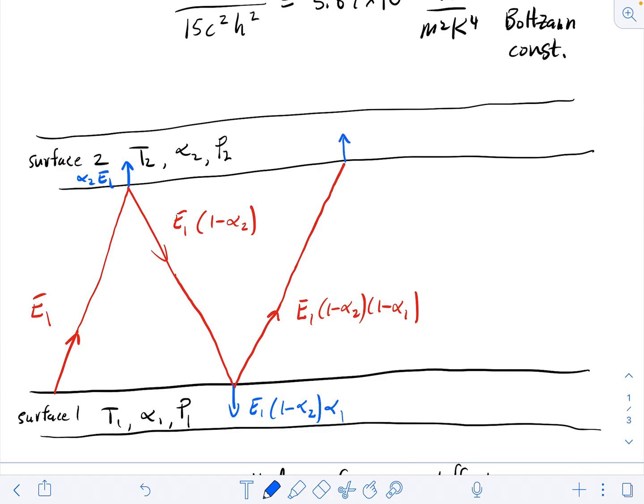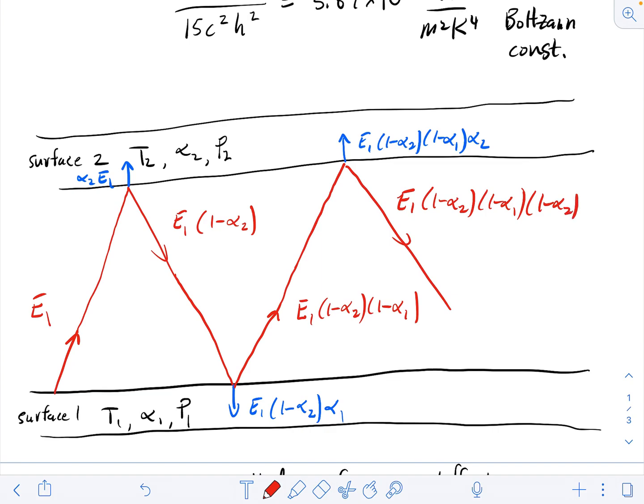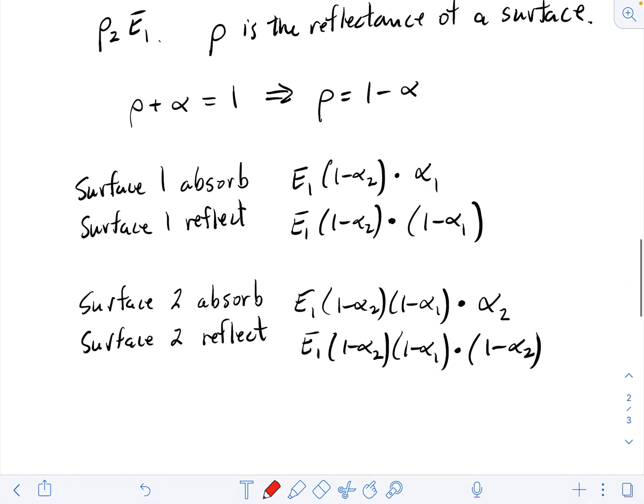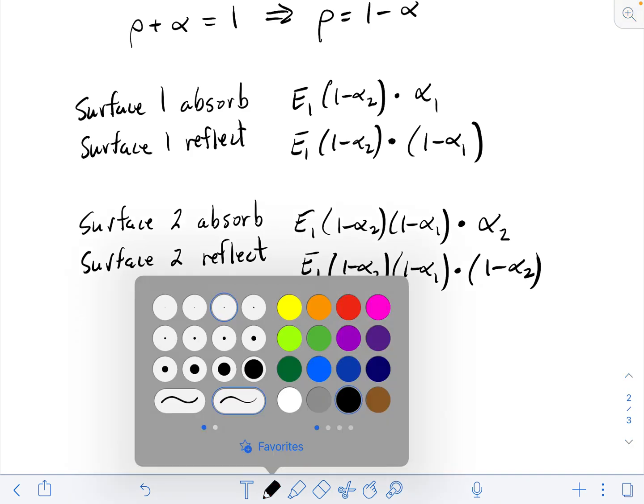Incident on surface 2. Some of it's absorbed. How much is absorbed is E1(1 minus alpha 2)(1 minus alpha 1) alpha 2. And then there's some reflected, and that's E1(1 minus alpha 2)(1 minus alpha 1)(1 minus alpha 2). Okay.